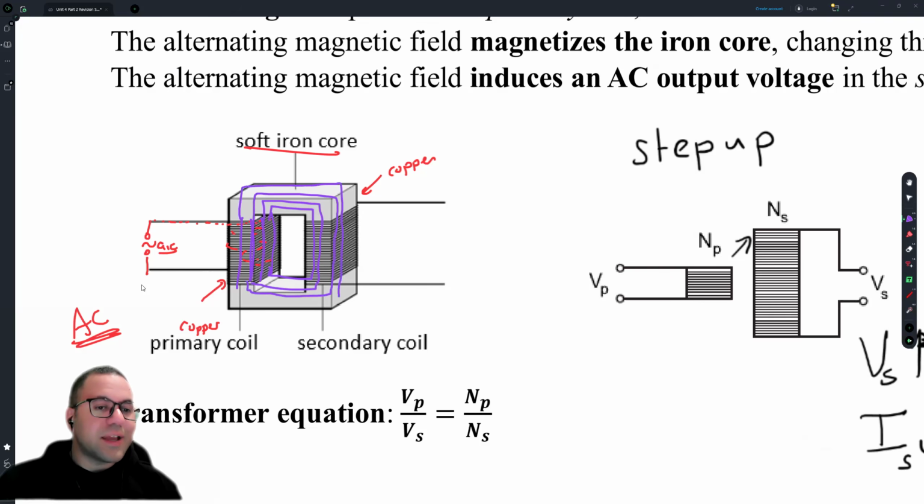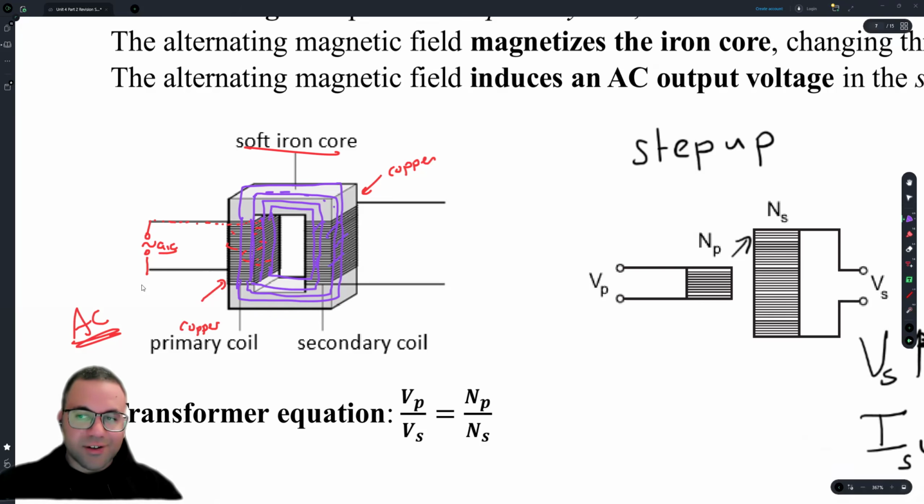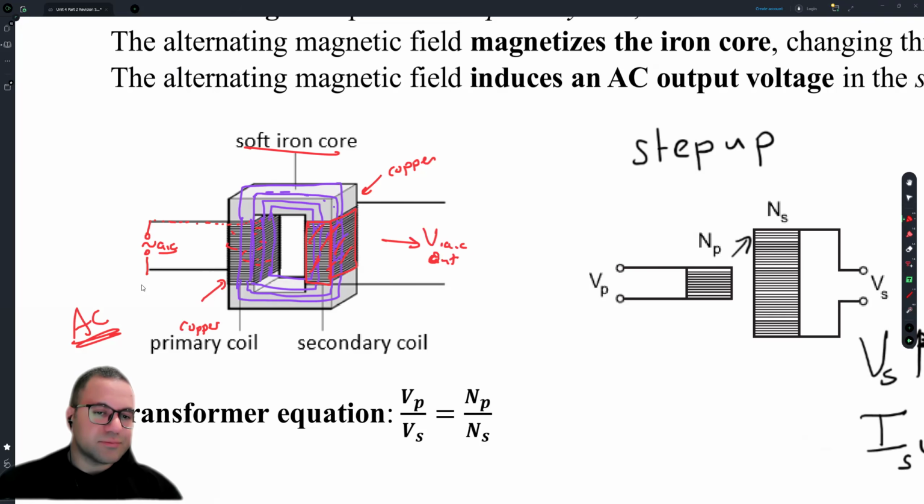So when the magnetic field goes through the iron core, what does it cut then? It goes through the secondary coil. It cuts through the secondary coil. And when a magnetic field cuts through the secondary coil, it generates a voltage output. So voltage AC is output.